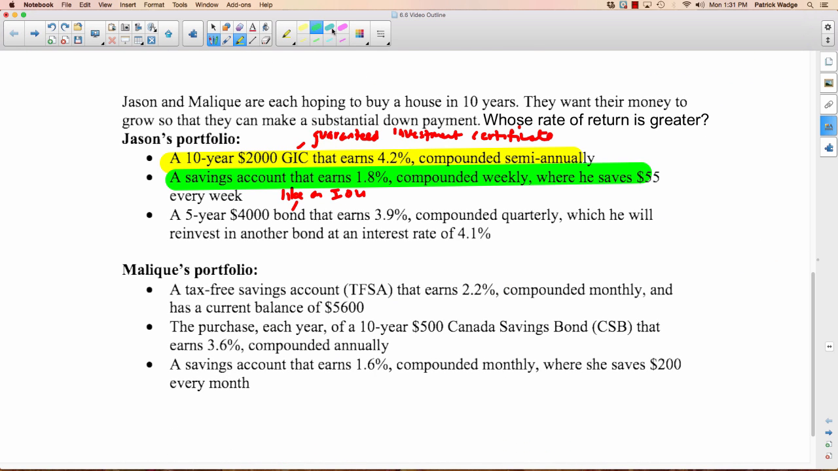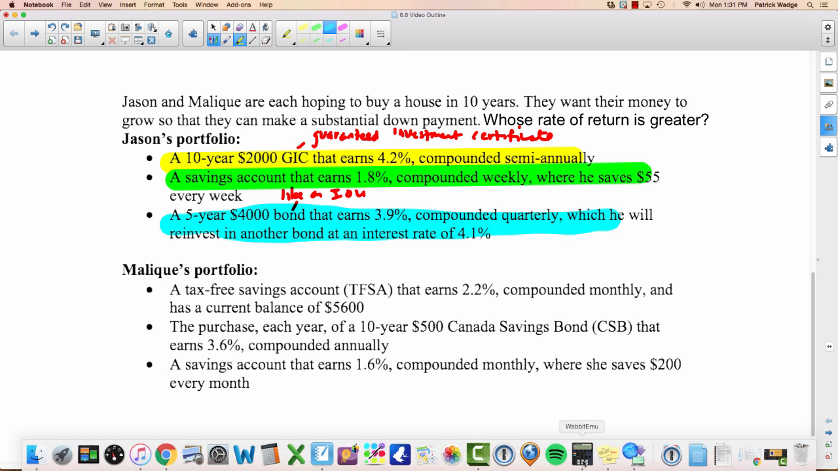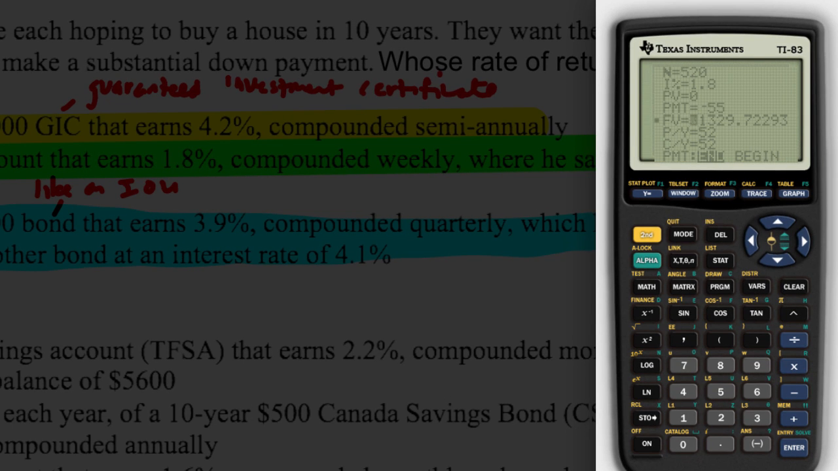if you read this one carefully, we actually have to do it twice. It's taking forever, so let's go to the graphing calculator. This time it is compounded quarterly, but it's only a 5-year bond. Compounded quarterly, 5 years, that's 5 times 4, so the N is going to be 20. The percentage is 3.9. The present value is 4,000, but again, we'll make it negative 4,000. The payment, there is no payment.